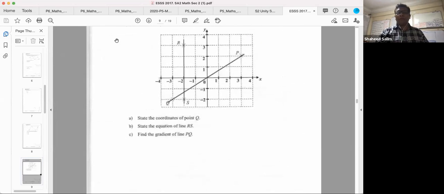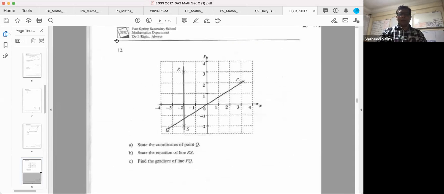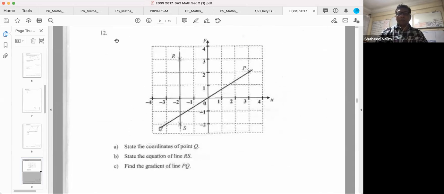This one's a very good question. Okay. State the coordinates of point Q. See, what are coordinates? Coordinates are the X and Y value. You must write like that. X is this, Y is this. For point Q, where's point Q? Point Q is here. So let's see.